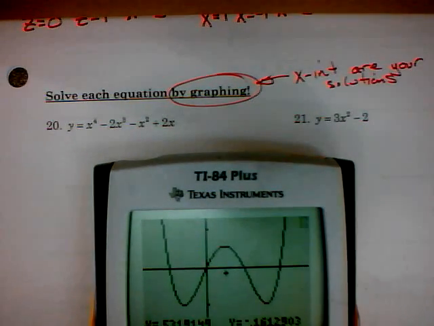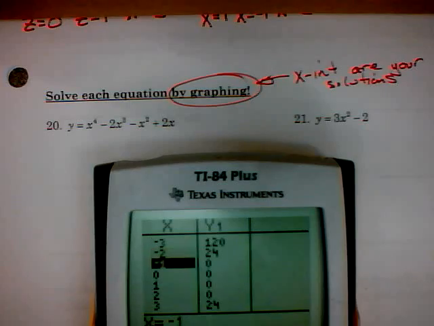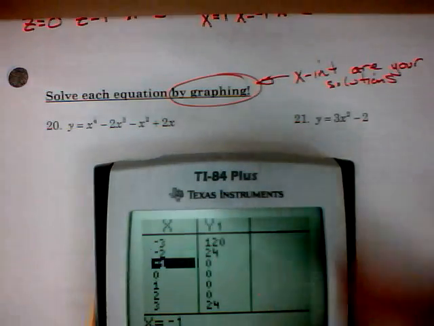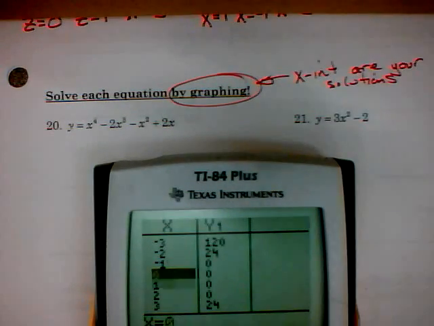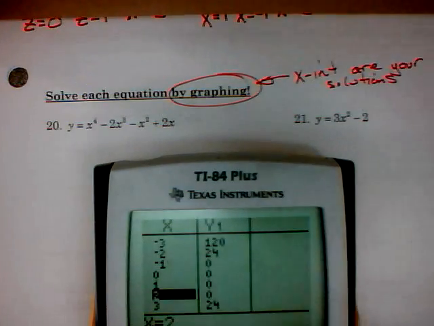So I'm going to go ahead and verify that on my calculator. And if you look, there's -1, it's equal to 0. There's 0, it's equal to 0. There's 1, it's equal to 0. And there's 2, it's equal to 0.